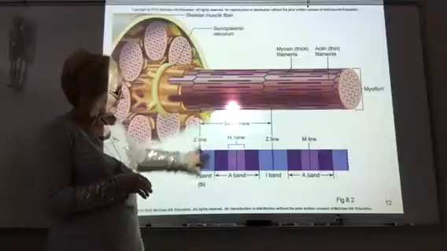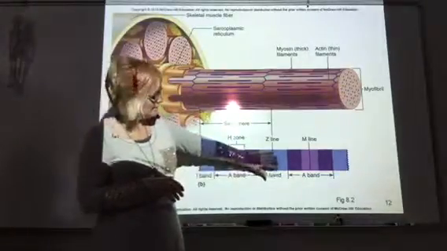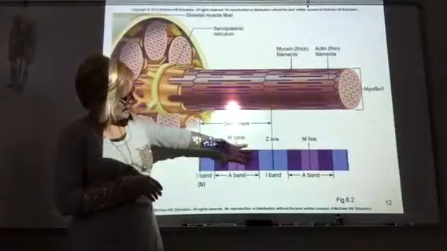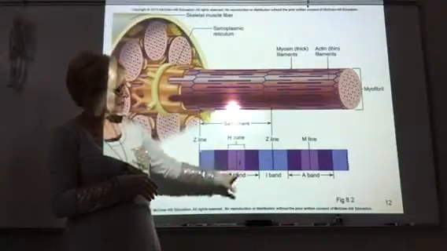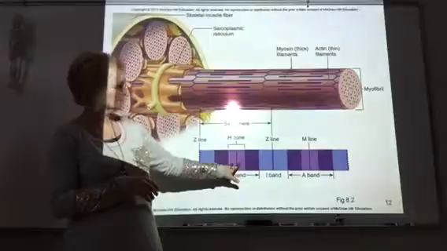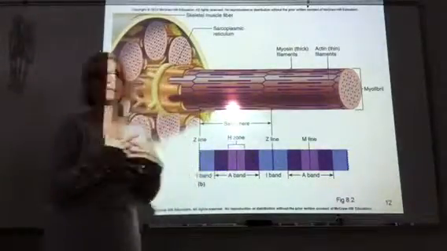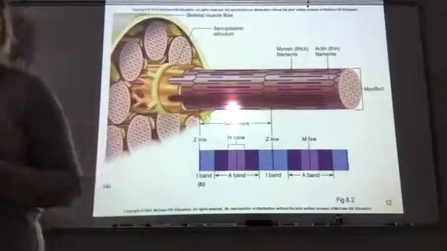So I have the I band, which are the light colored bands. They're right next to the Z line. And then I have the A band with the H being my thick filaments. And then this dark purple is where your thin and thick kind of meet.